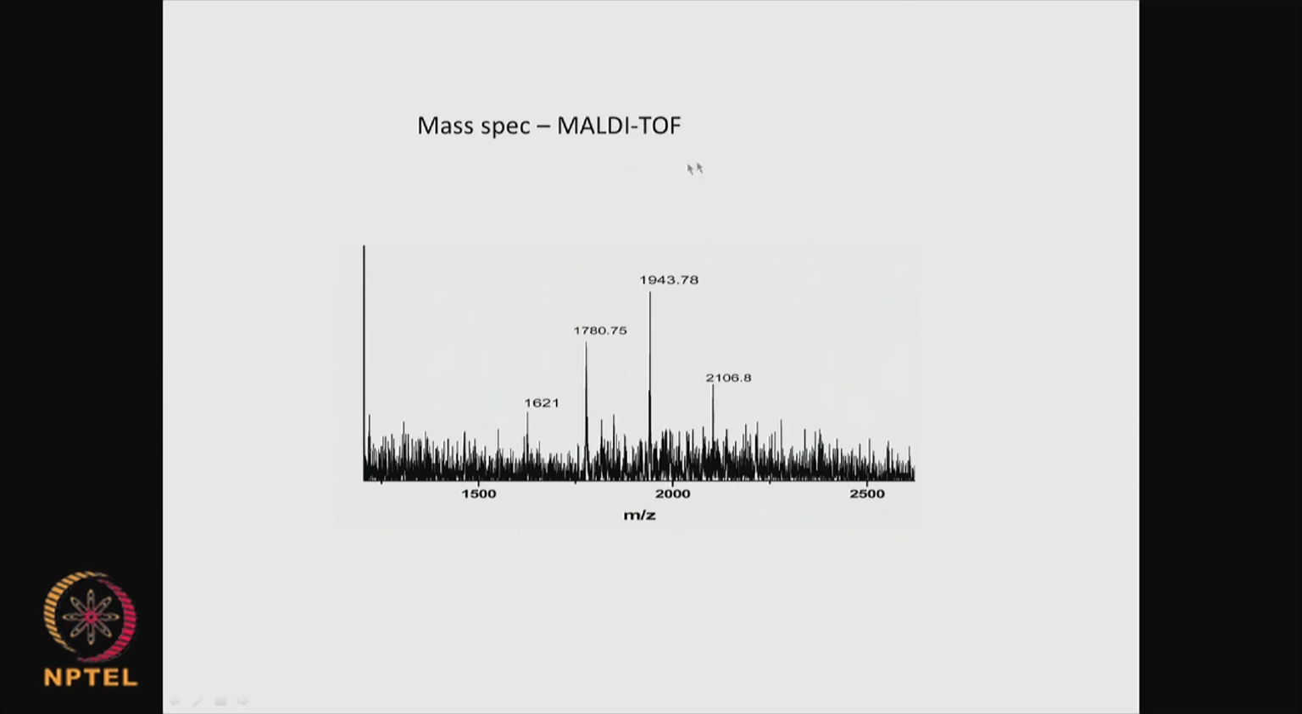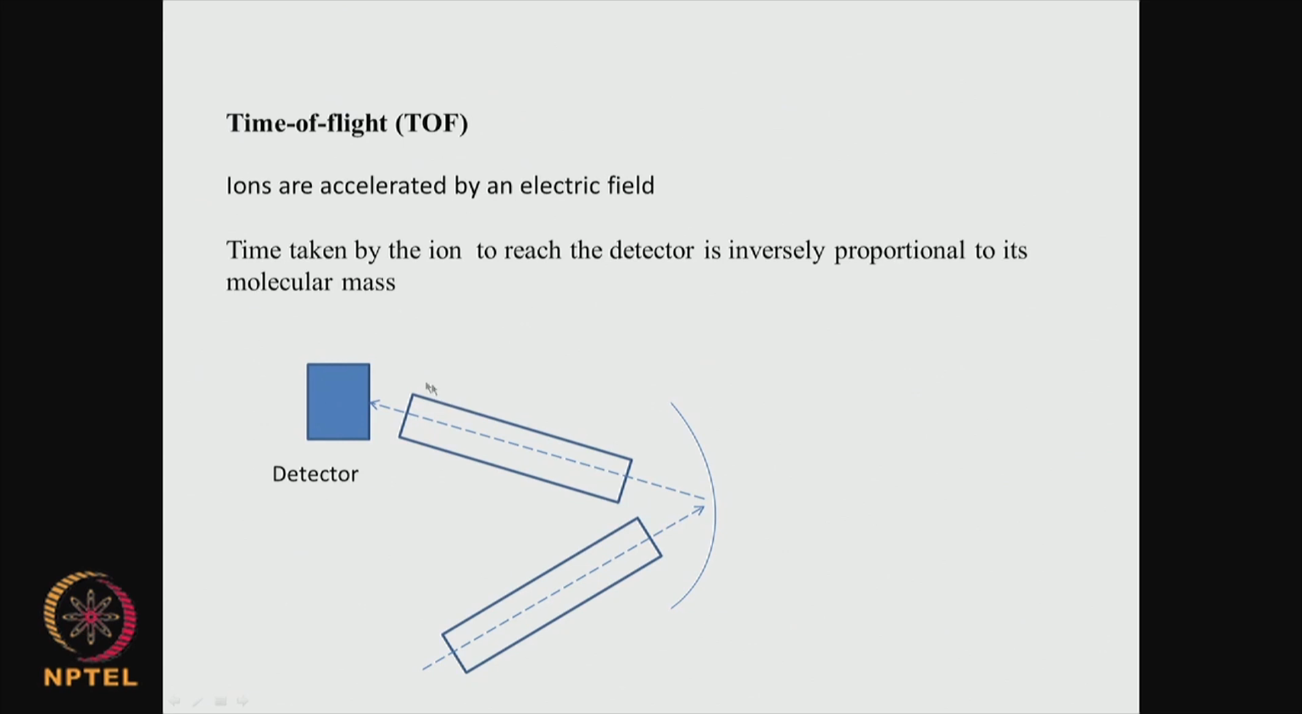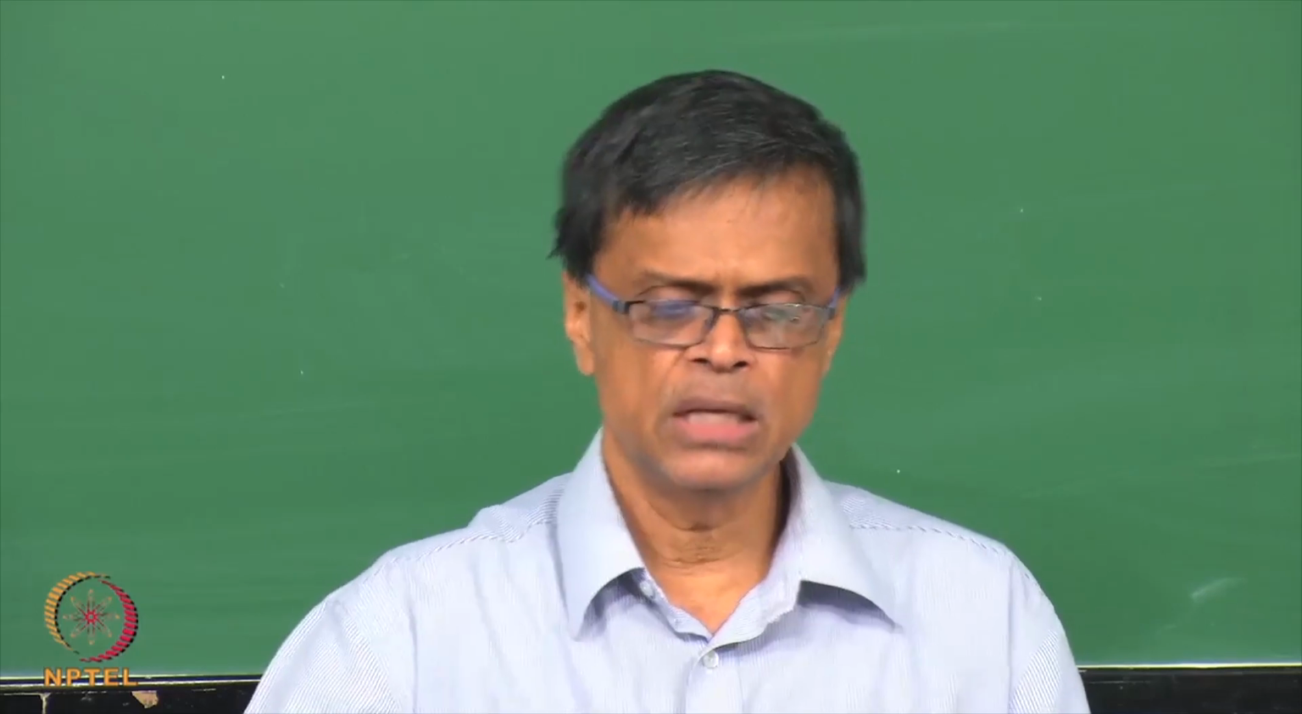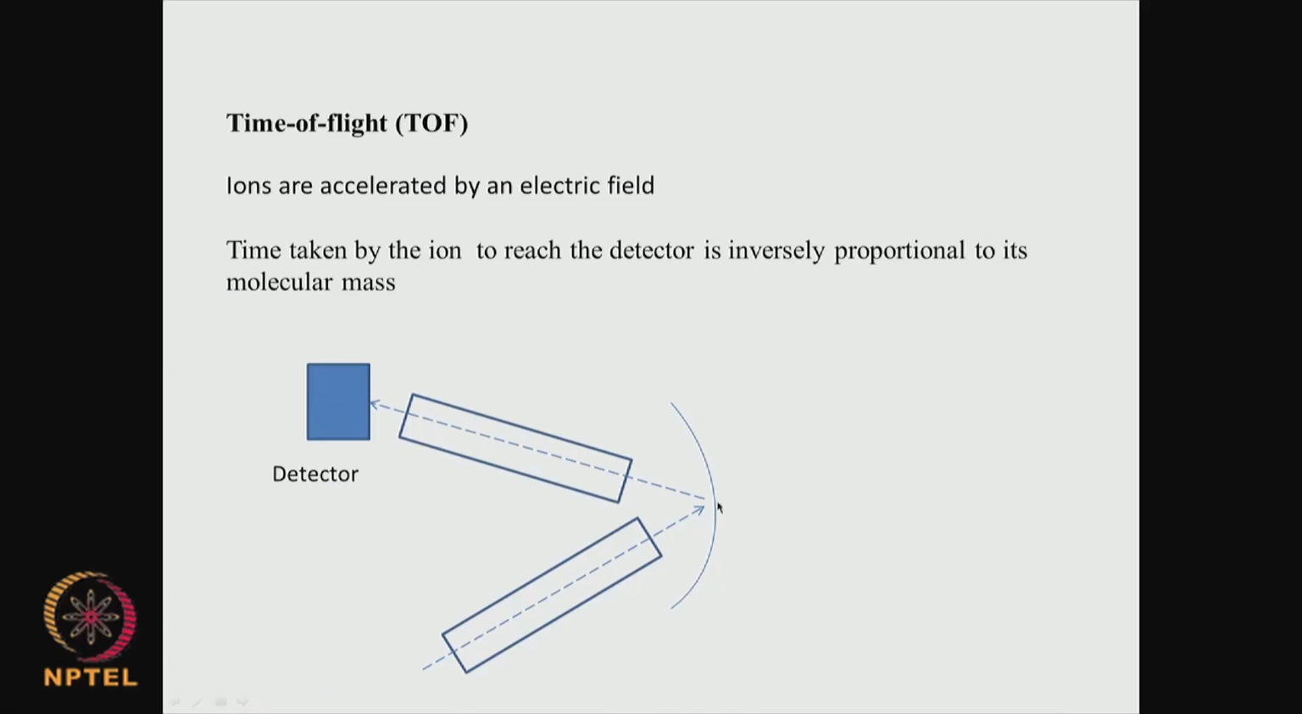Okay. So, what is this time of flight? The ions are accelerated. Once you form the ions, you accelerate them, and they go to the detector. The time these ions take to reach the detector depends on their molecular mass. If you have a very large, massive ion, it will take much longer to reach the detector. If you have a very small mass, it will go faster. So, the time it takes is related inversely to molecular mass.